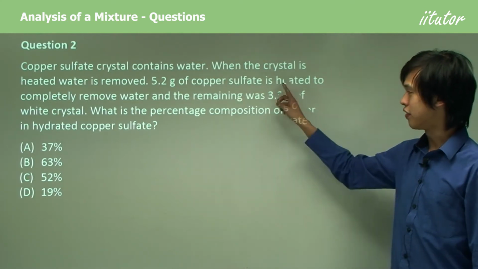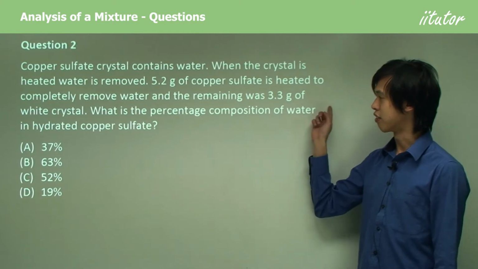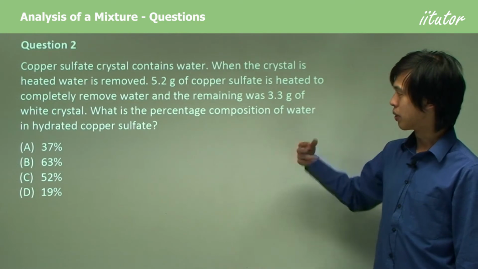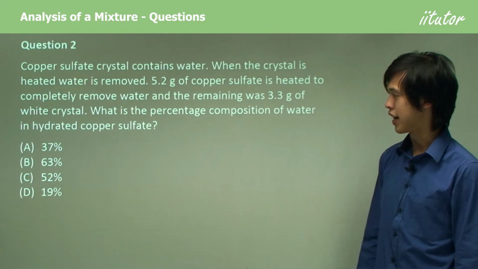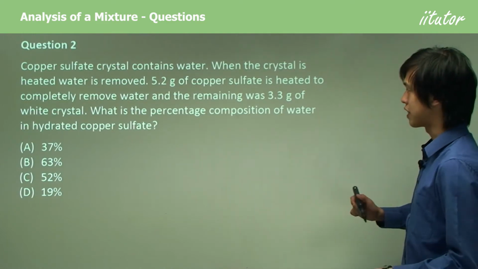5.2 grams of copper sulfate is heated to completely remove the water, and the remaining mass was 3.3 grams of white crystal. So the crystal is actually white when there's no water in it. What is the percentage composition of water in hydrated copper sulfate? How do we work out the percentage composition? First, we need to know what the mass of the water is.